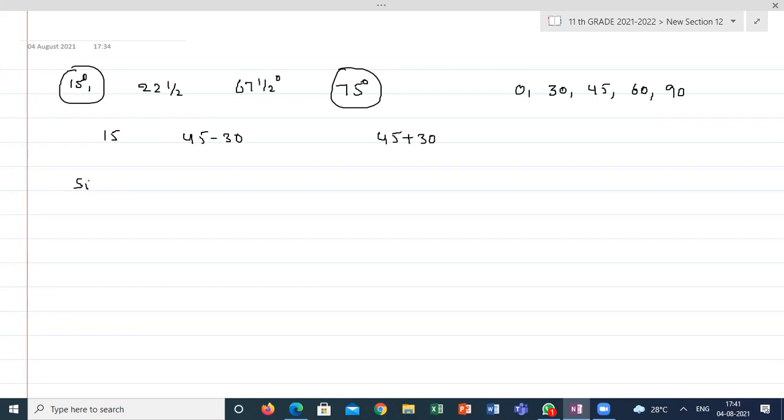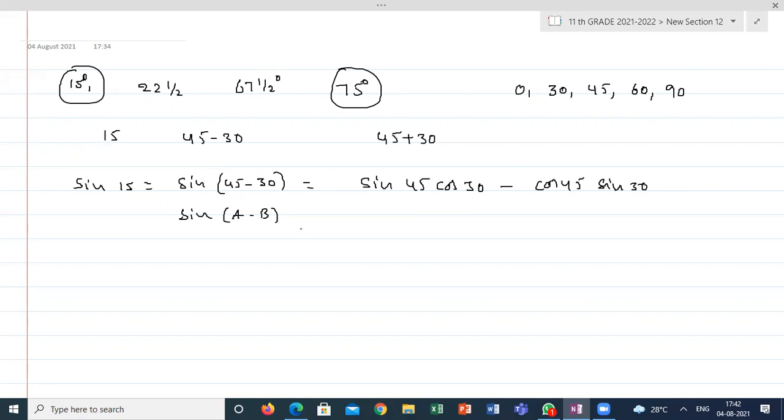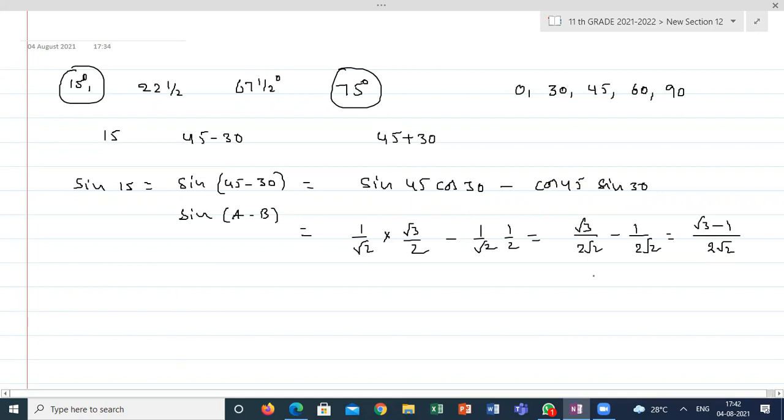How to calculate sin 15? Sin 15 can be calculated as sin of 45 minus 30. It looks like sin of A minus B only. So what will I get? Sin A cos B minus cos A sin B. So from here, 1 by root 2, cos 30 is how much? Root 3 by 2, minus cos 45, which is 1 by root 2, times 1 by 2. This is root 3 by 2 root 2 minus 1 by 2 root 2. The answer is root 3 minus 1 by 2 root 2. This is sin of A minus B.